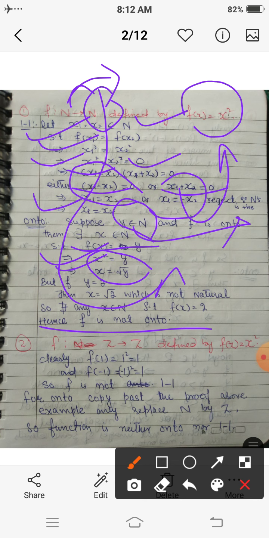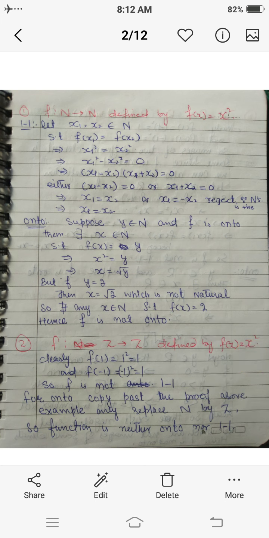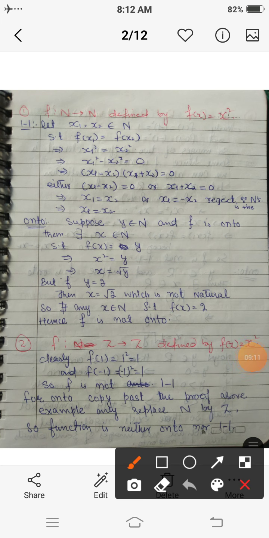Now if we consider the same function from Z to Z defined by f of x equals x square, then clearly f of 1 equals 1 square, that is 1, and f of minus 1 equals minus 1 square, that is again 1. So here we have two different elements, 1 and minus 1, which are mapped to the same element. So this is not a one-one function.